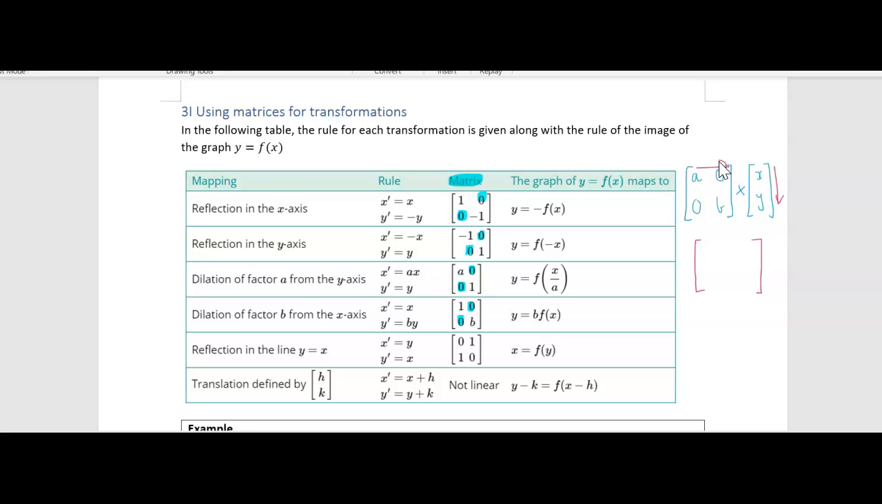We multiply the A with the x, so we get ax, and then the 0 and the y, so we've got plus 0y. Then we move on to the next row and multiply that by the same column: 0 times x is 0x plus by. So with our product matrix, we've got ax plus 0, so we're just left with ax, and 0x plus by is just by. That's why we're multiplying by that 0, because we only want the x coordinate to be here and the y coordinate to be here.